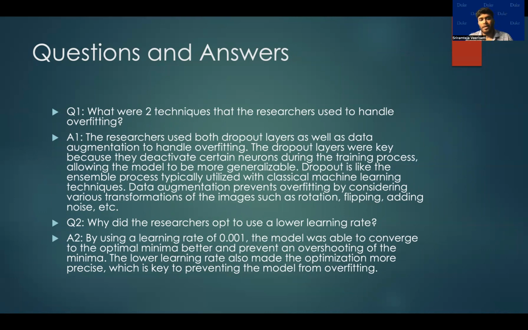Question number 2, why did the researchers opt to use a lower learning rate? Like common classical machine learning, using a learning rate such as 0.001, the model is probably able to converge better to the optimal minima, and won't overshoot the minima by using a learning rate that's high. And the lower learning rate also makes the optimization more precise, and that's also key to prevent the model from overfitting.